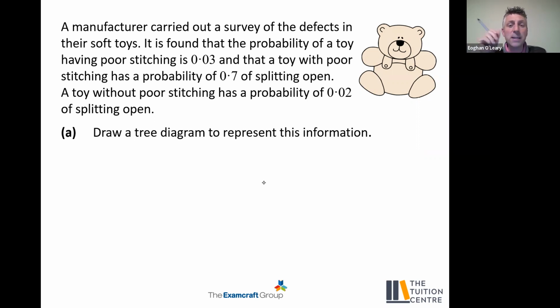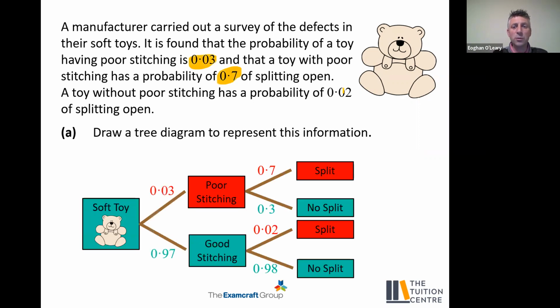What I'd say to students who don't find this intuitively obvious is read it a couple of times and highlight the key bits of information. In this case, we're actually asked to draw a tree diagram. But even if they didn't ask us, it's no harm to do it in a question like this, to map out the information and allow you then to answer the later questions. So it asks us to draw a tree diagram to represent the information.